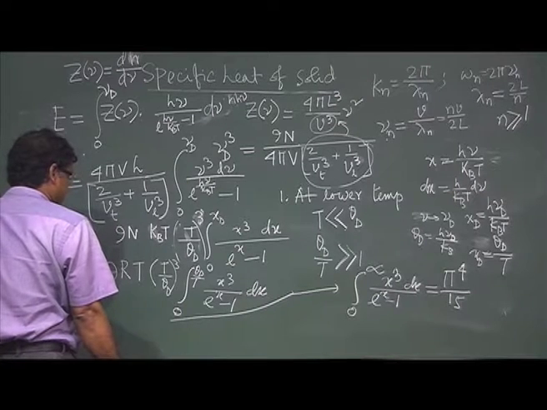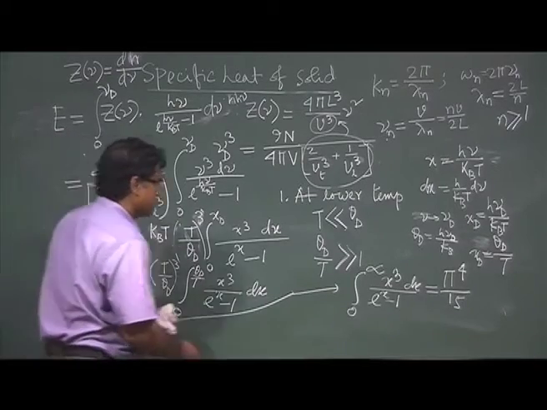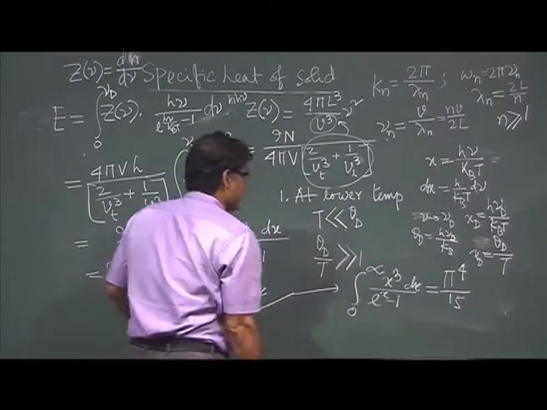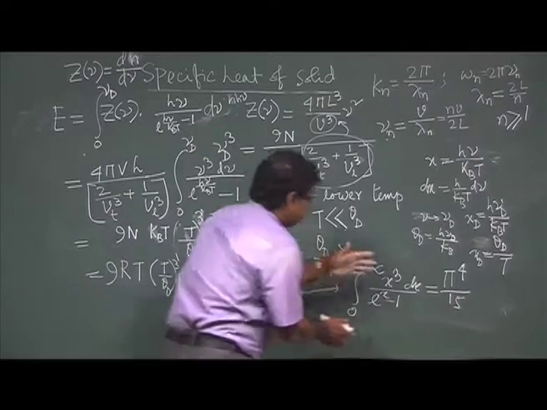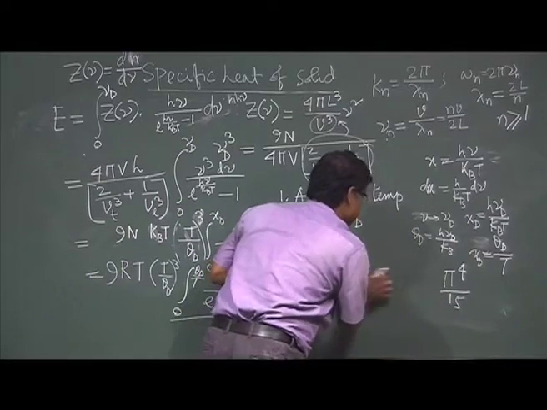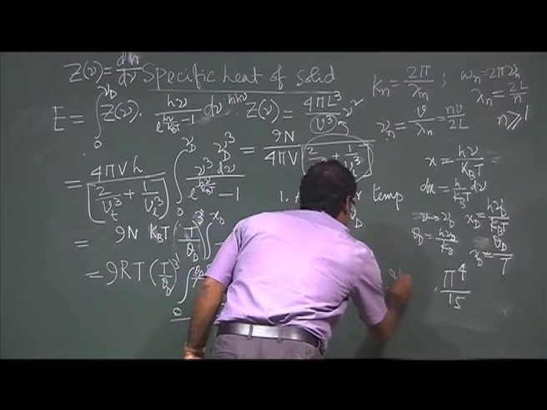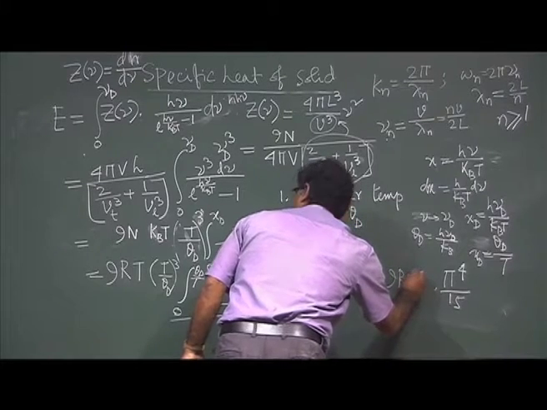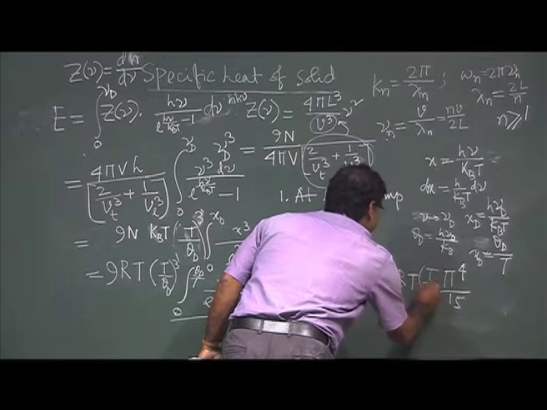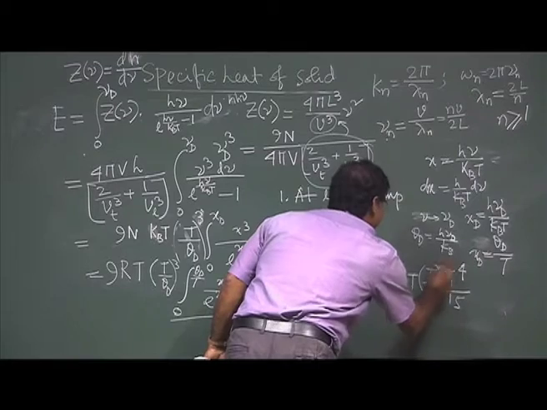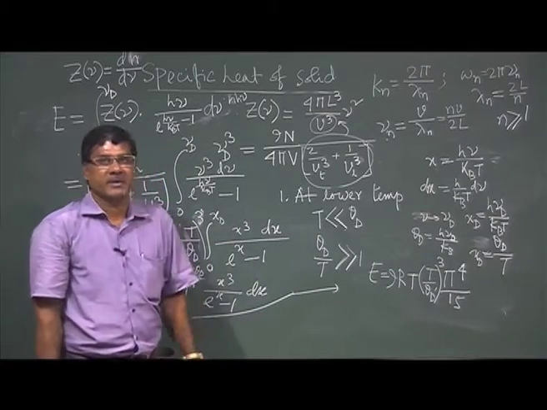So, what am I getting? Basically the integration value is giving this. So, my total energy E in this case: the integration part gives this value, and then I have 9 R T, T by theta D cubed, into this. So, that is the total energy at very low temperature.